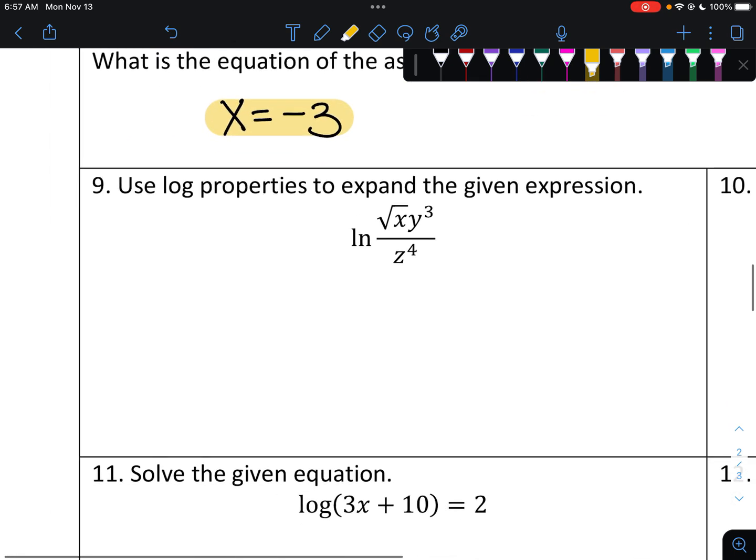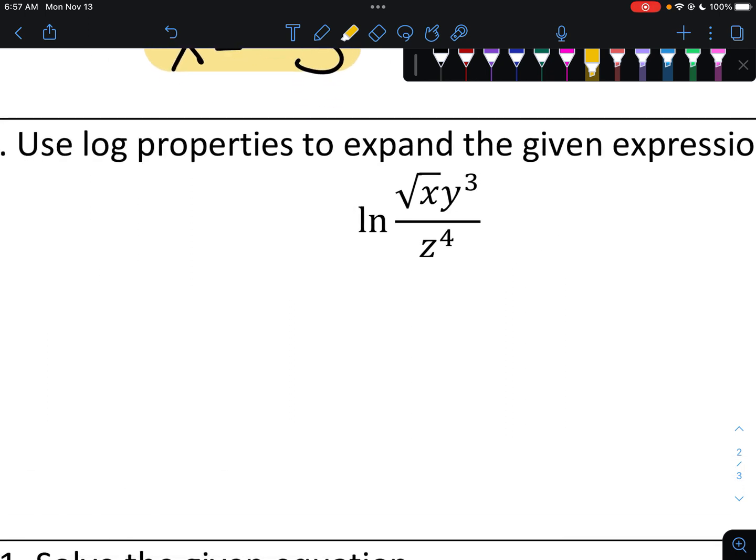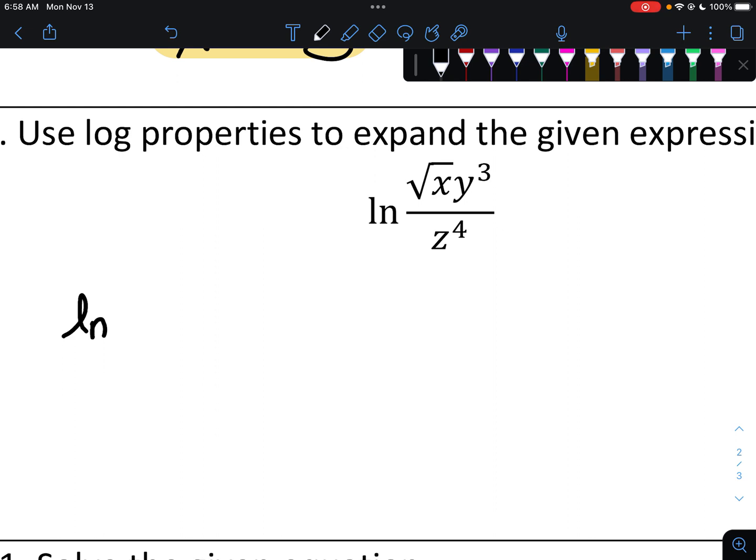Okay, number 9, use properties to expand the expression. So notice I have 3 different variables. I have x, I have y, I have z. So my final answer should have 3 different natural logs. So remember, when it's in the numerator on top, it gets a plus sign. When it's in the denominator, it gets a minus sign. So we have the natural log of the square root of x plus, because y is on top, the natural log of y to the 3rd power. And then minus, because z is on bottom, the natural log of z to the 4th.